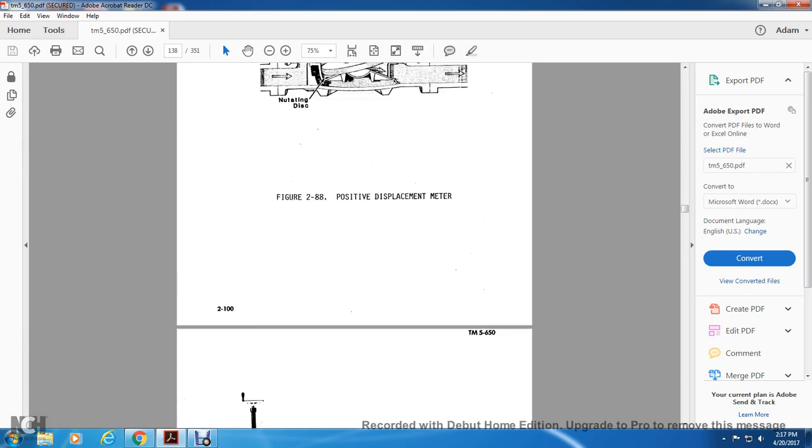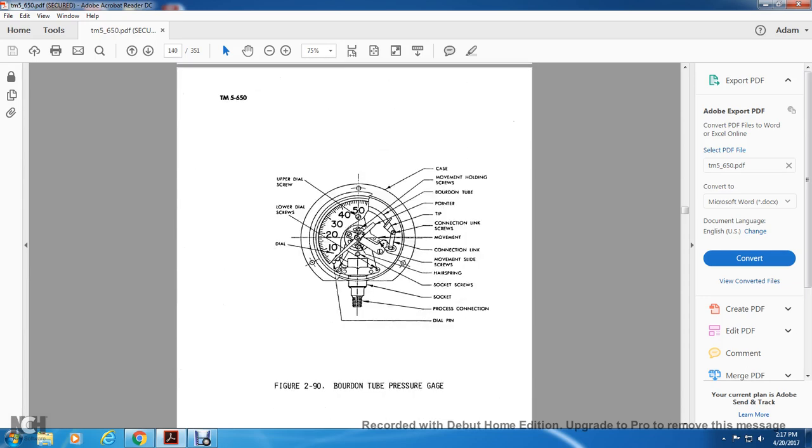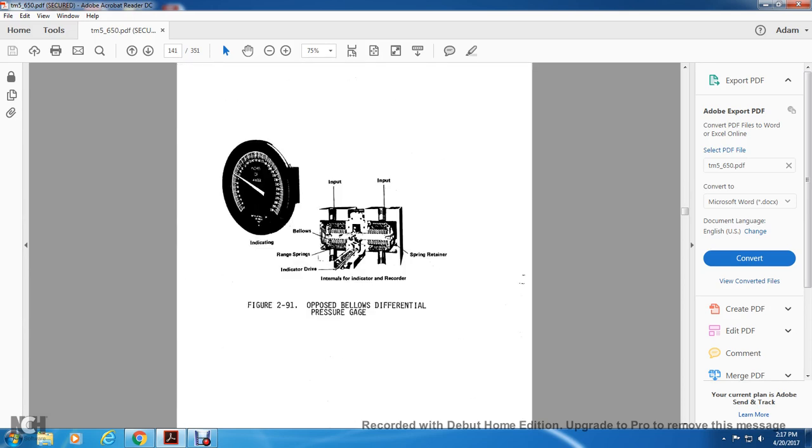rotating disc. Turbine meter, enlarged view of the turbine. Figure 290, Bourdon type pressure gauge: upper dial screw, lower dial screw, dial, and dial pin, process connection, socket screws, hairspring, movement, slide, screws, connection links, movement, connection link, tip, pointer, Bourdon tube, movement, holding screw, and case. Figure 291, opposed bellows differential pressure gauge.